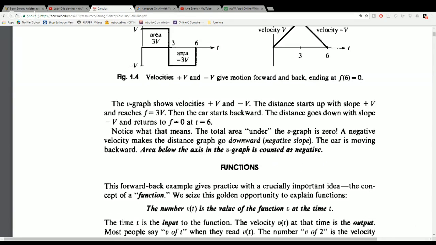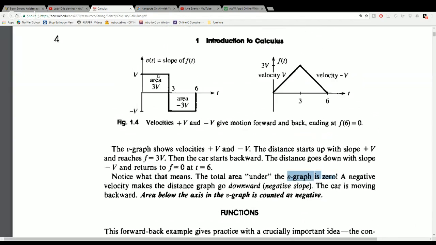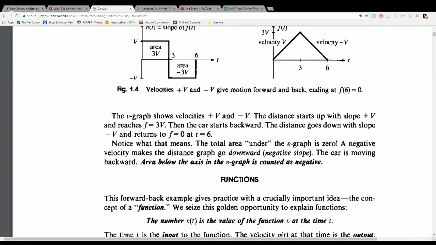Okay, notice that this means that the total area under the V graph is 0. If you look at this, the area is positive 3v, this area is negative 3v. And I know you may be saying that areas can't be negative, but v is negative here, so we multiply, we get negative 3v. And if you add them, they cancel. The total area at time 6 is 0. And we know that the odometer reading is the total area under the V graph. So if that's 0, then the total displacement should be 0, which is what it is at time 6, as we see on the right graph here. Okay.